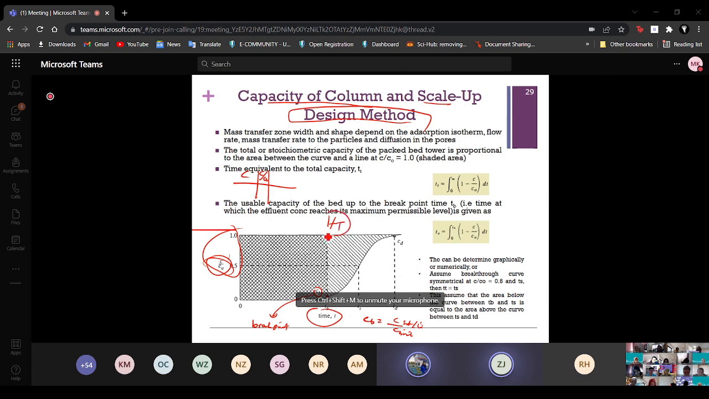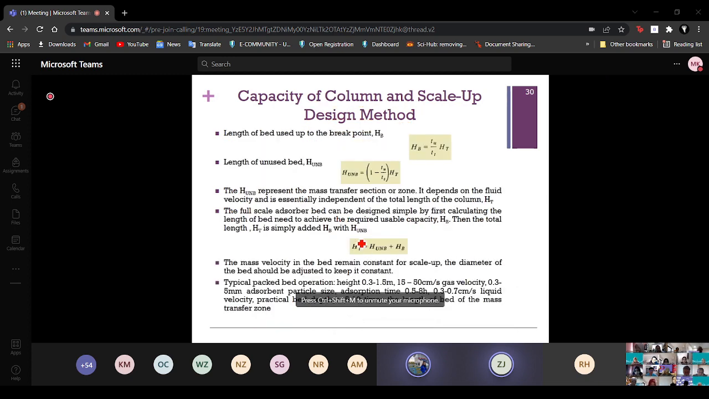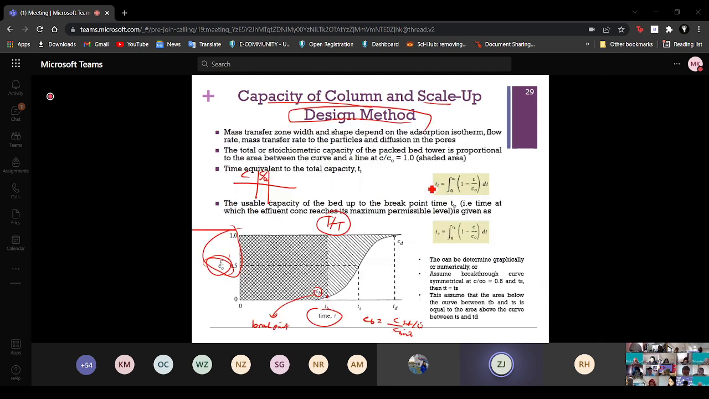Okay, so here you need to find the total height, before you can find this. Because this is HT. The one I mentioned, HT equals H unusable plus HB, the bit that has been used. To find HU and HB, HU is 1 minus TU over TT times HT, and HB is TU over TT times HT. So you need to know what TU and TT are.